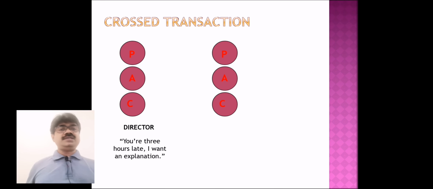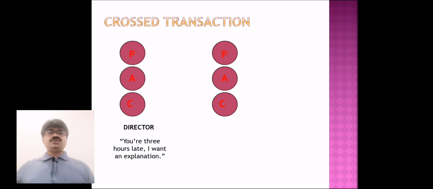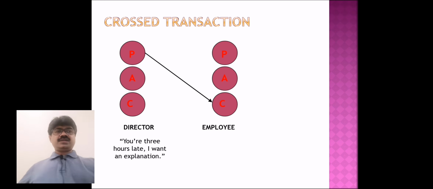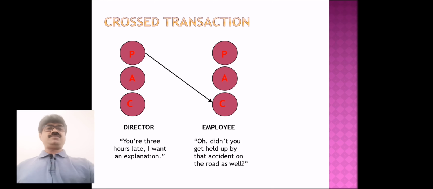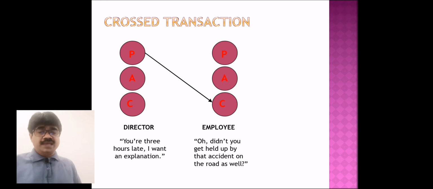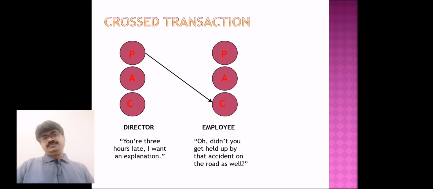Now coming to the next, the crossed transaction. Next is an example of crossed, using the same situation. The director says, you are 3 hours late, I want an explanation. The stroke given by the director is a parent to child stroke. Let us see what the reaction stroke is, the response from the employee. He says, oh, didn't you get held up in that accident on the road as well? I was held up in the accident. He was asking, didn't you get held up in the accident? What happened here?